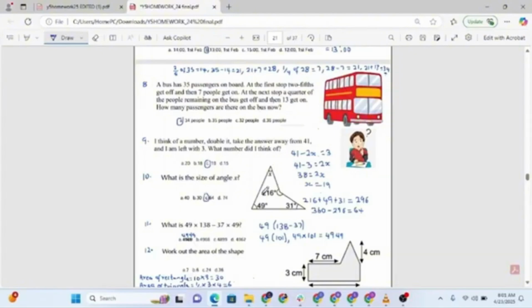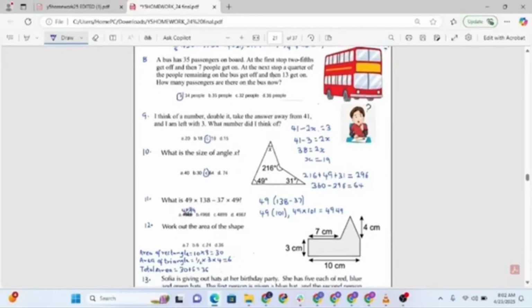Explanation. In a 4-sided shape, the sum of all interior angles is 360 degrees. Add the 3 known angles. 216 plus 49 plus 31 equals 296 degrees. Now subtract 296 from 360 to find the missing angle x. 360 minus 296 equals 64. Therefore, angle x is 64 degrees.